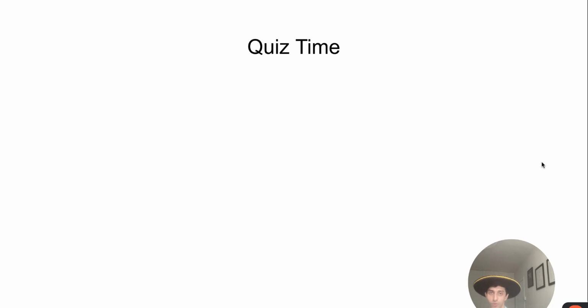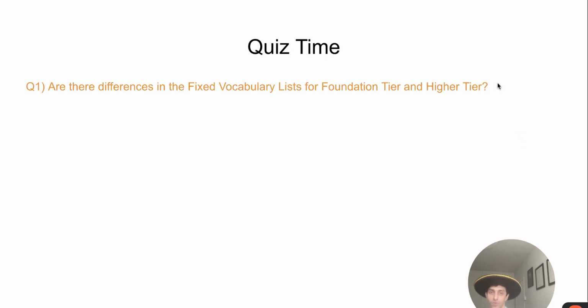Okay, now there's just a brief quiz to test your understanding of these new parts of the GCSE exams for Spanish and other languages for AQA and Pearson Edexcel GCSE from 2026 onwards. Question 1. Are there differences in the fixed vocabulary lists for foundation tier and higher tier? So are the fixed vocabulary lists exactly the same for foundation and higher tier for both of these exam boards or not? I'll give you a little bit of time to think over it.